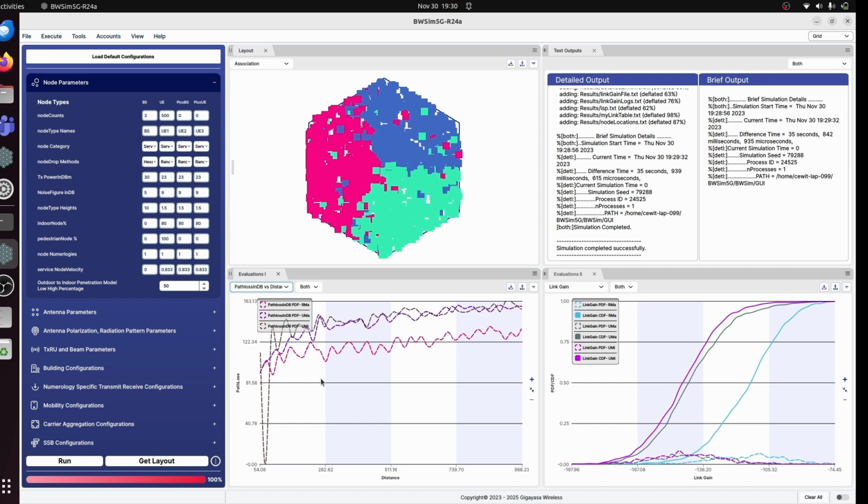Keeping this observation and inference in mind, let us move on to the next stage, where we change the base station height.